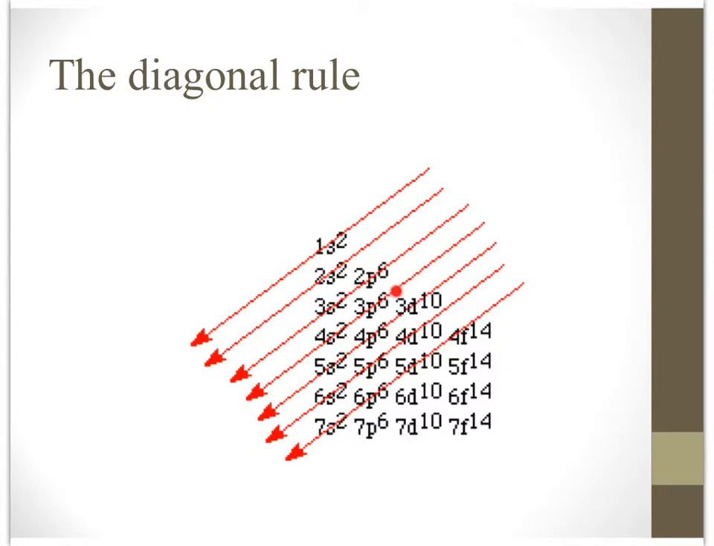And so if you see when we get here, we go 3p6, 4s2, and then 3d10, 4p6, 5s2, 4d10, etc. After you do 6s, then you have another weirdness. 4f comes after 6s, as does 5d.